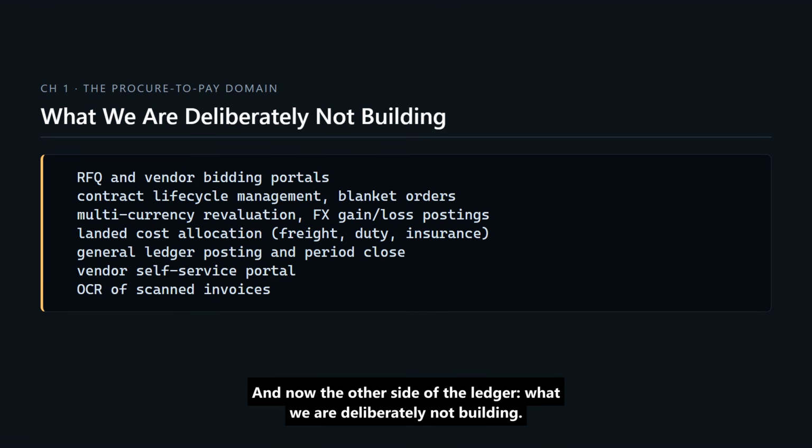And now the other side of the ledger, what we are deliberately not building. Scope control is an architectural skill, and it is one that is almost never taught, so let us be explicit. This course builds the spine of a procure-to-pay system to production standard. It does not build request for quotation and vendor bidding portals. It does not build contract lifecycle management or blanket orders.